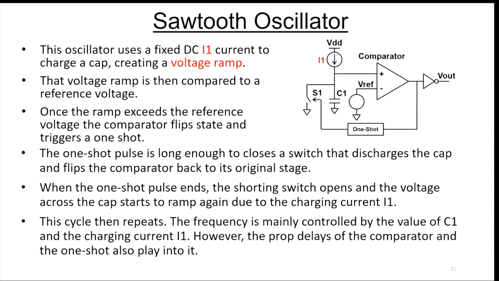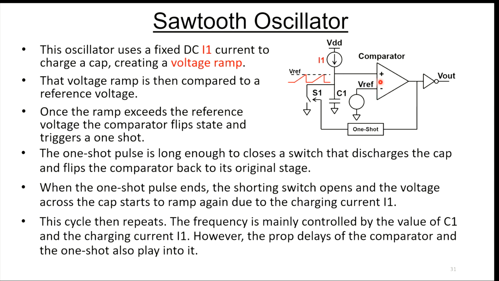Okay, so the next oscillator I want to talk about is, I call it the Sawtooth Oscillator, and some of the PWM guys may be familiar with this. This oscillator uses a fixed DC current, that's its I1 current, to charge a capacitor C2. What you get when you have a fixed DC current charging a capacitor is a ramp. If the current is a DC current, you get a nice ramping voltage.